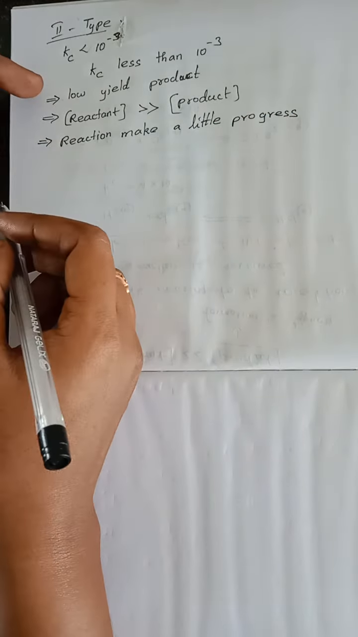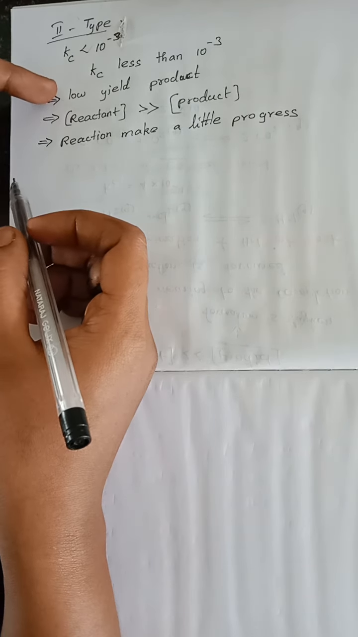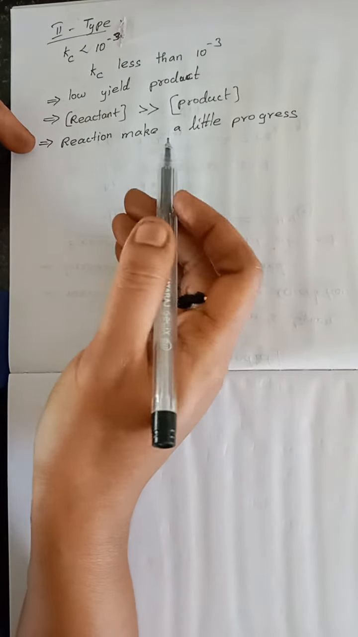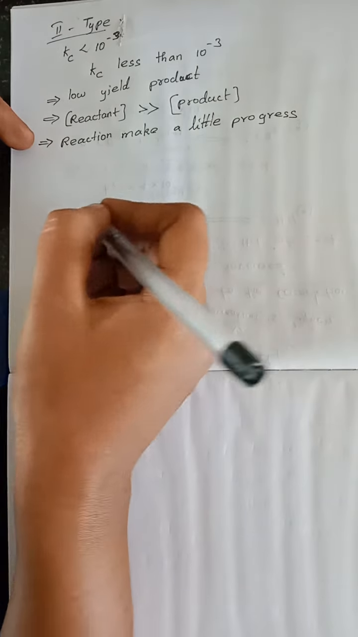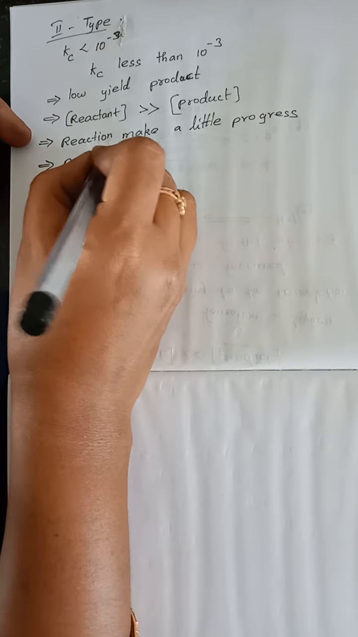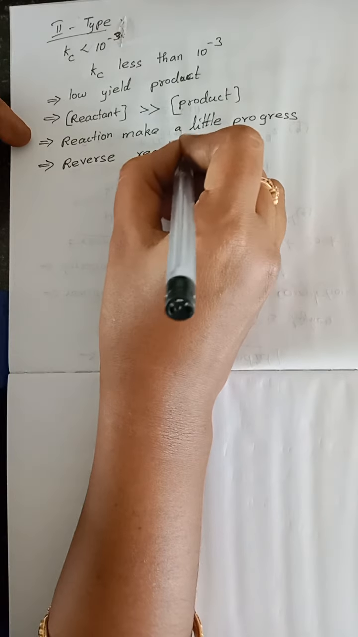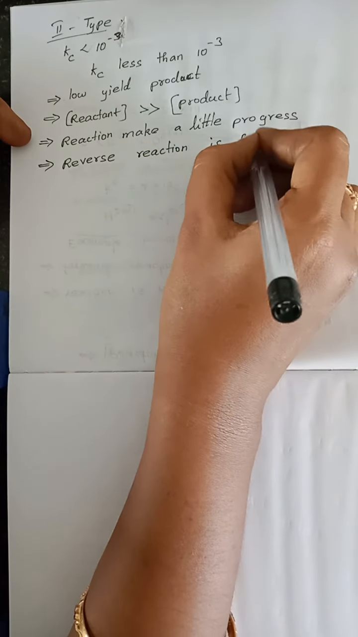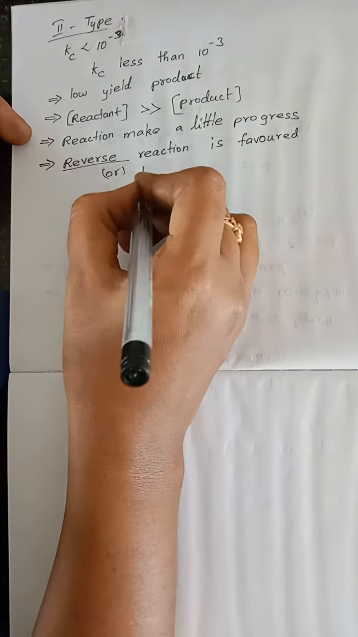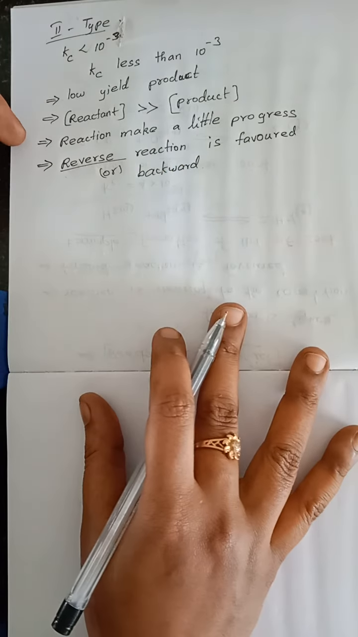Okay, so what is the first point? Kc is less than 10 to the power minus 3, low yield product. Then the reactant is greater than the product. Then the reaction makes a little progress. So in this reaction the reverse reaction is favored, the reverse reaction or backward reaction.